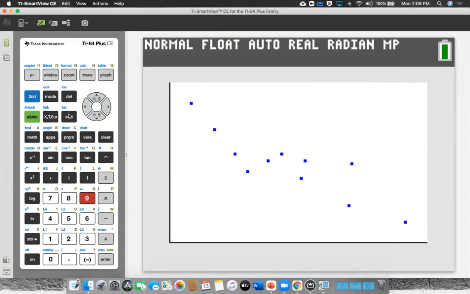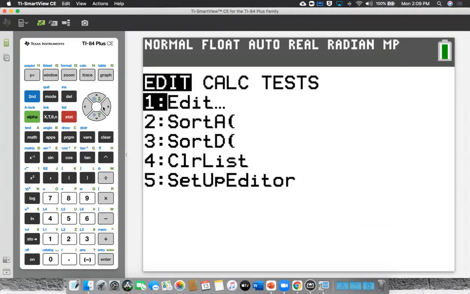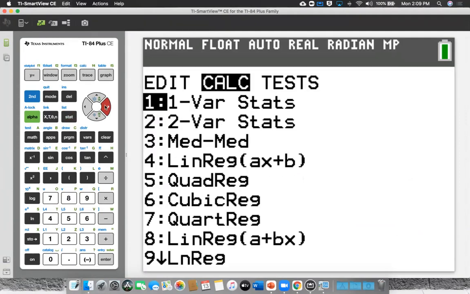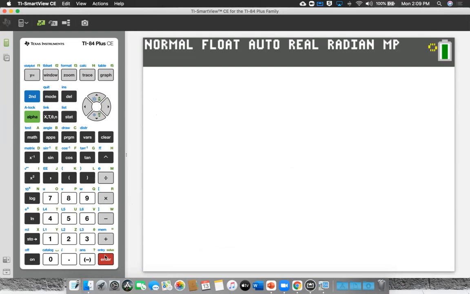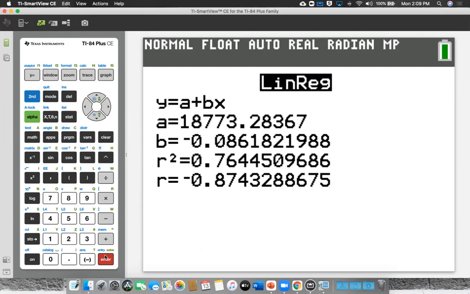To calculate R, you go to Stat, Calc, number 8. There are two LinRegs. You want the LinReg that's on the bottom, A plus BX. That's the one we want right there. So number 8, or scroll down there. L1, L2, yes, yes, yes, yes, yes. Calculate. There's my R down there.